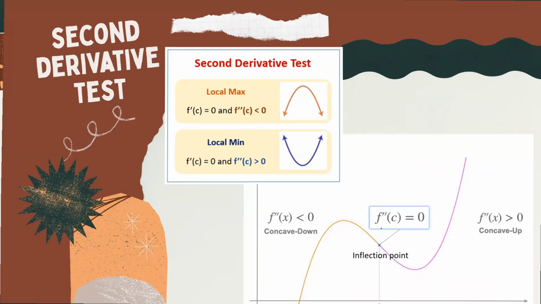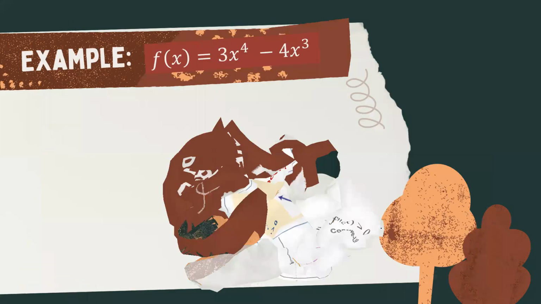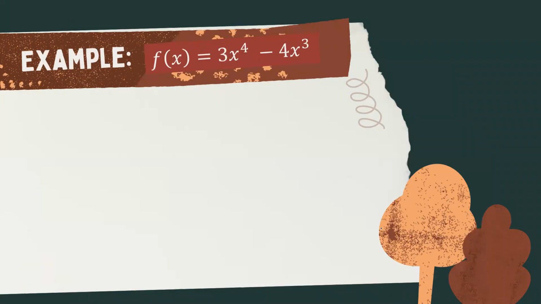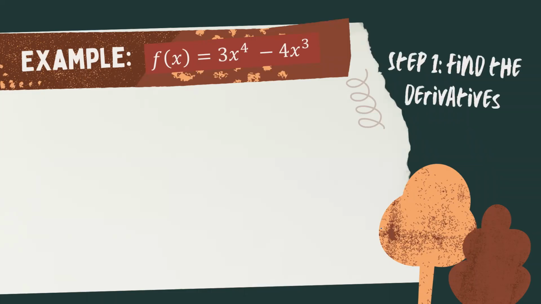Okay, so tingnan natin sa ating mga example. Let's start with this one. We're given f of x equal to 3x to the fourth minus 4x cubed. So our step 1 is to find the derivatives. Siyempre, ang crucial na kailangan lang natin, first tsaka second derivative. Hindi na natin kailangan yung higher pa doon. So first and second lang naman.